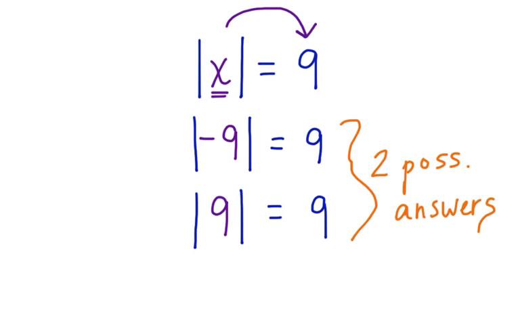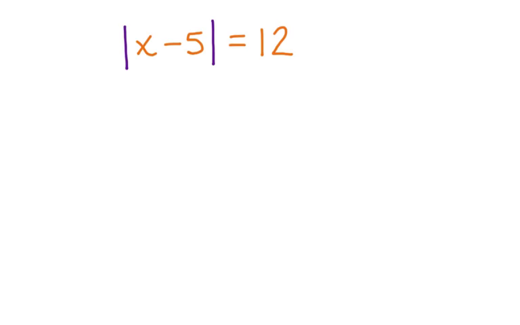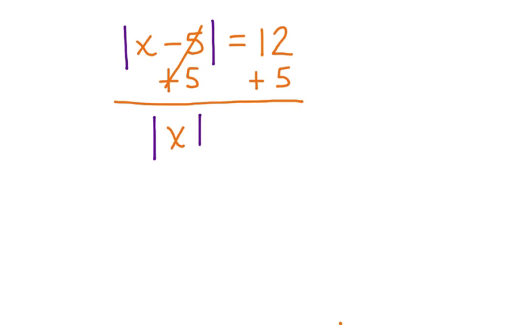Now let's apply this. The absolute value of x minus 5 is equal to 12. We want to solve this and figure out what x is. Let's use the inverse operation, just like we did with equations and inequalities. We're going to add 5 to both sides to do this. This cancels, but we still have the absolute value of x here. That's equal to 12 plus 5, which is 17.